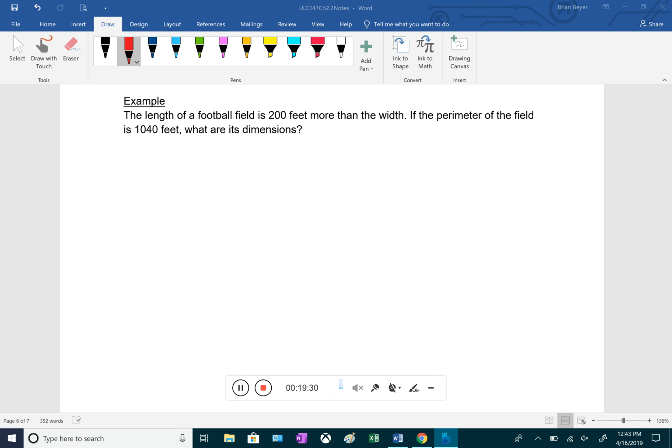So the length of a football field is 200 feet more than the width. If the perimeter of the field is 1,040 feet, we want to know the dimensions. So we're looking for the length and the width. So let's set up a picture.